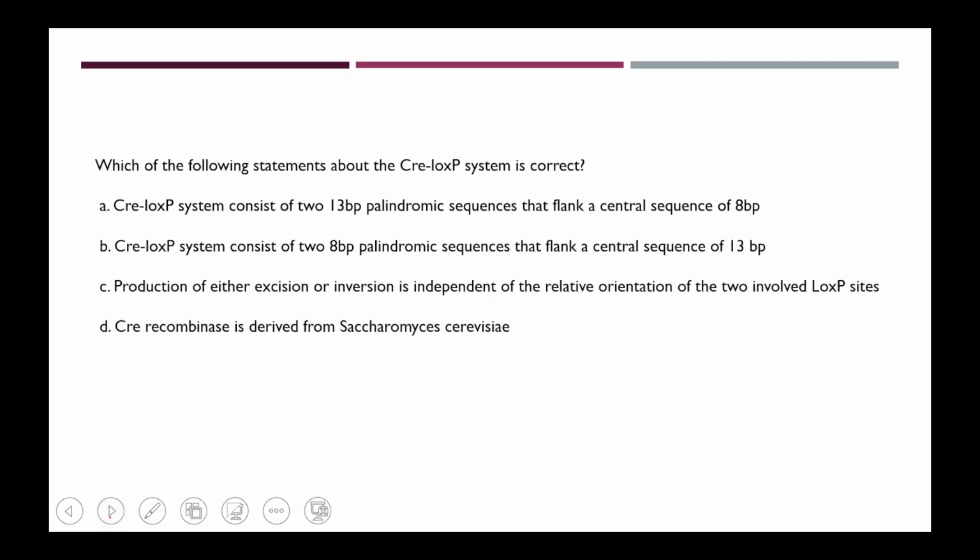Okay, so which of the following statements about the Cre-LoxP system is correct? The first one is: the Cre-LoxP system consists of two 13 base pair palindromic sequences that flank a central sequence of 8 base pairs. Is it correct?